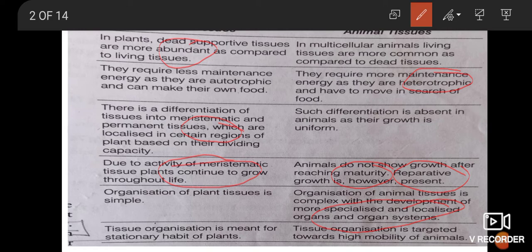Okay, the last is that tissue organization is meant for the stationary habit of plants. A very common and main reason for plant tissue is that as plants are stationary, they cannot move, so the organization is mainly based on supporting the plant, whereas in animals tissue organization is targeted towards high mobility. Animals can move from one place to another, and that tissue organization is based on their high mobility.